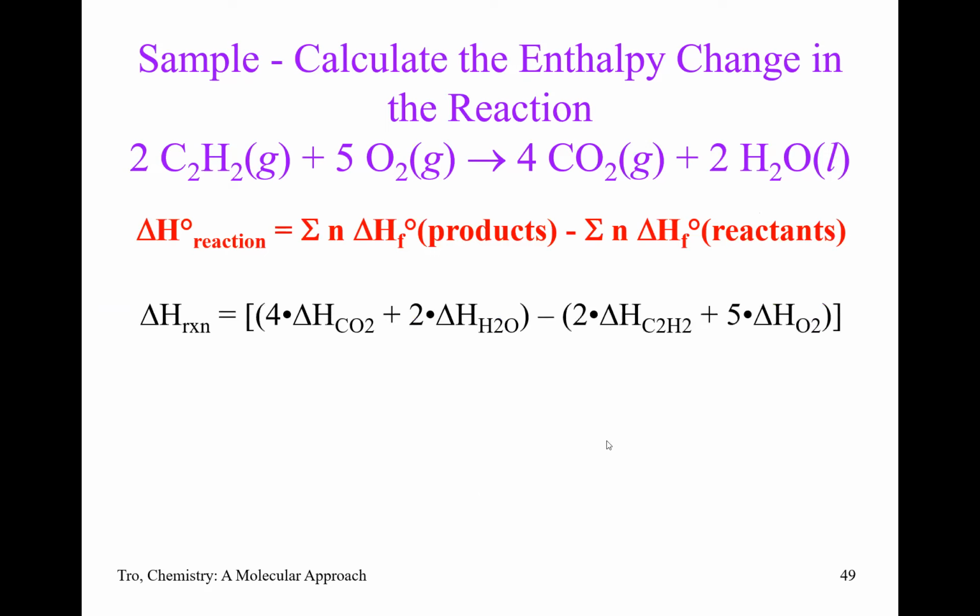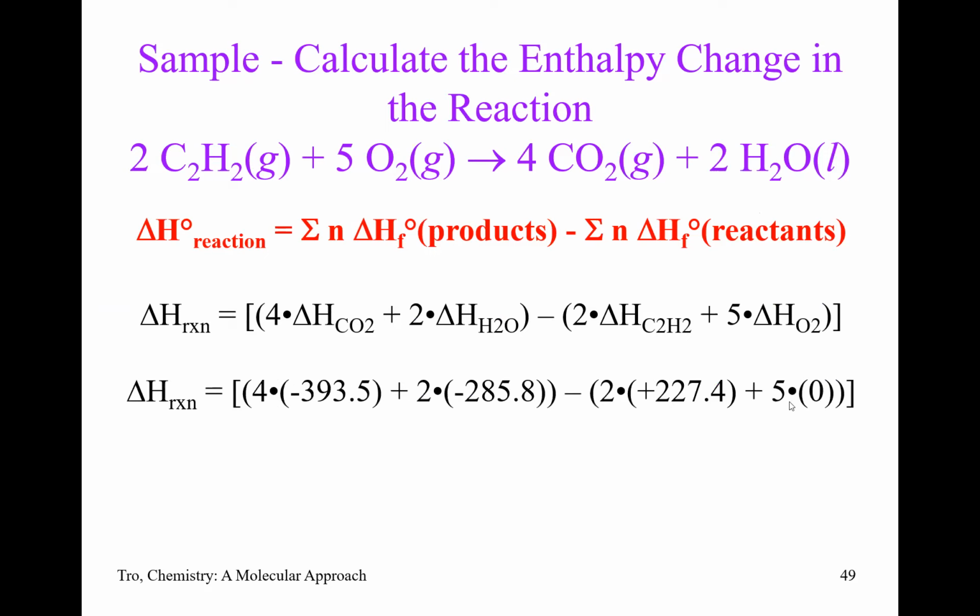Okay, so what really happened then? The other way to look at it now with these summations is we just take 4 times the value for CO2, 2 times the water, and then subtract 2 of the acetylene and 5 of the oxygen. Now the oxygen is 0, so you can essentially leave it out. We found this 227 from the last one, and there's 2 moles of it. And then for every combustion reaction, it goes to CO2 and water. These values are well known.